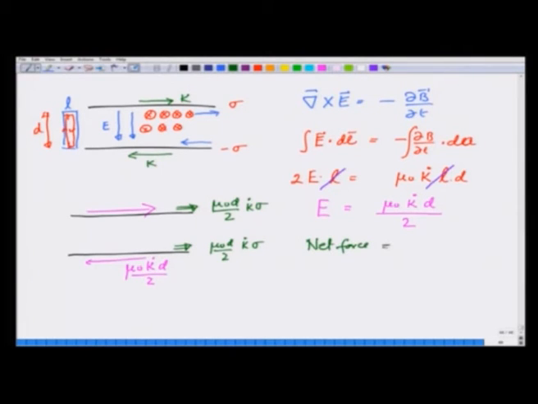So, the net force on the whole system is going to be mu 0 d k dot sigma, and this should be equal to d by dt of the momentum of the plates of the system. Where does this momentum come from? I am going to show that momentum comes from the electromagnetic field, which is reducing, and therefore, the momentum of the electromagnetic field is reducing, and that goes into this mechanical momentum.